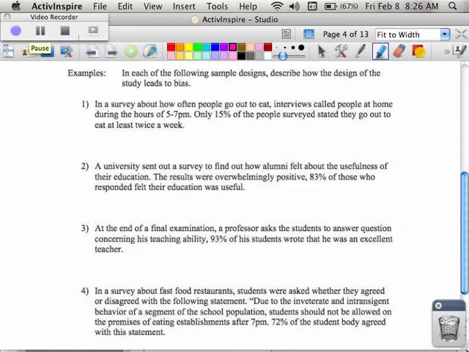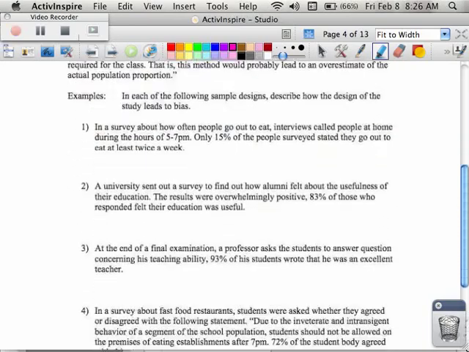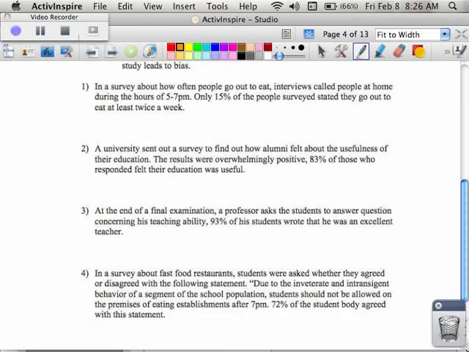In each of the following sample designs, we're going to describe how the design leads to bias. Number 1: in a survey about how often people go out to eat, interviewers call people at home during the hours of 5 to 7. 15% of the people state that they go out to eat at least twice a week. What kind of bias do you think this is? Non-response? Undercoverage? The best answer, as we've talked about before, is undercoverage. Not that the other ones are wrong, but this is the best answer.